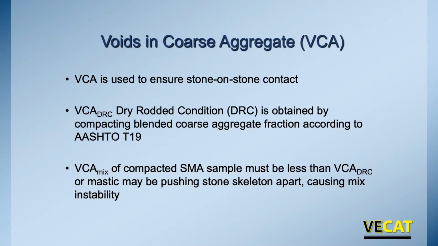The VCA in the dry rodded condition is done at the time of design, and it's simply obtained by compacting the coarse portion above your breakpoint sieve in your coarse aggregate. The VCA mix, that's the voids in coarse aggregate of your mixture of a compacted SMA sample. And during production, that value must be less than the VCA in the dry rodded condition at the time of design. If that value exceeds the DRC, you're going to lose your stone-on-stone contact, and according to Section 248, you are to cease production.